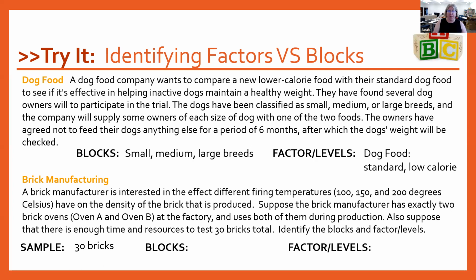And if I back up a little bit and I think about, well, my sample is 30 bricks, then my blocks are going to be the ovens those bricks are assigned to. So either oven A or oven B, and we'll just split them up equally. Each one will get 15 bricks. So this is actually an example where you would randomly assign into the blocks. So it's pretty rare, but that does happen. So the oven is our blocks, and then our factor is the temp, and it's got 3 levels, 100, 150, or 200.